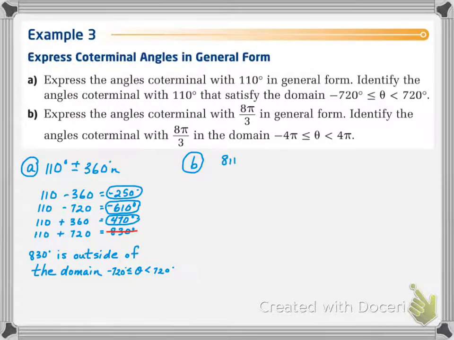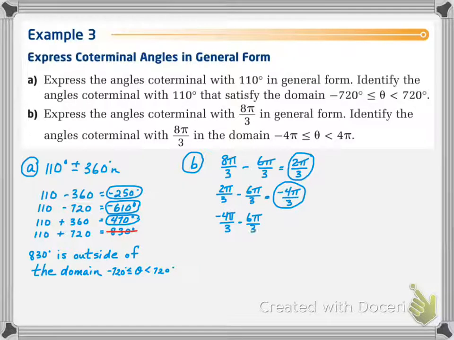B. 8 pi over 3. If I subtracted 6 pi over 3, I would get 2 pi over 3. 2 pi over 3 minus another 6 pi over 3 would give me negative 4 pi over 3. Now, negative 4 pi over 3 minus another 6 pi over 3 would give me negative 10 pi over 3.